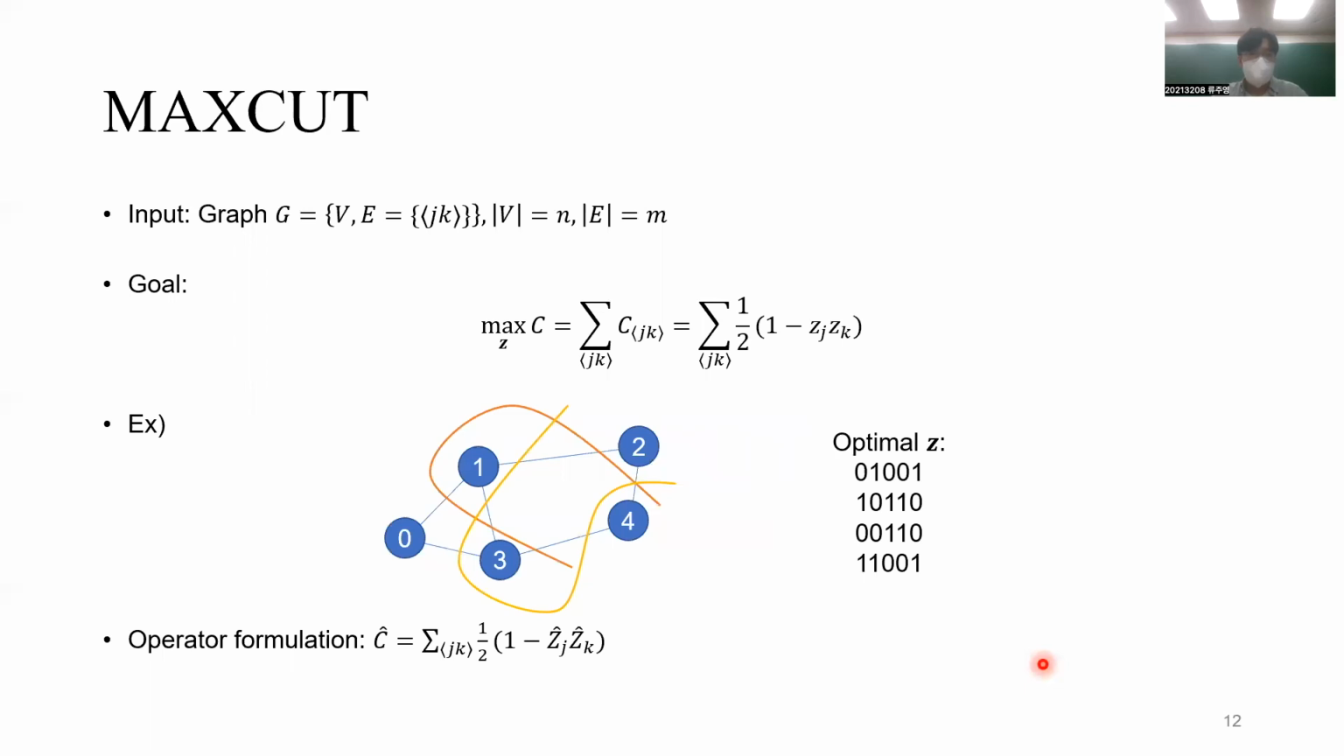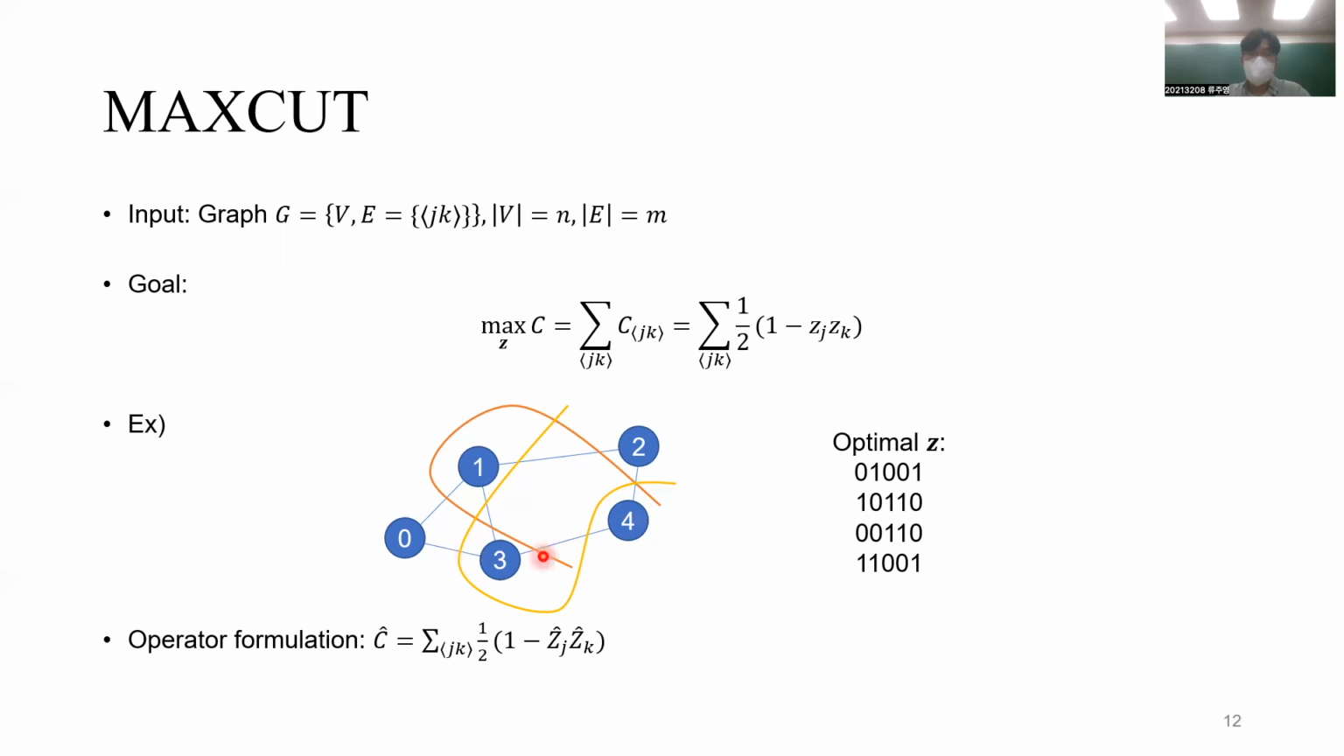Okay, so let's consider this problem. We have some input graph, so we have vertices and we have edges, and we want to maximize this cost function. This is simply how can we make a cut that cuts through the maximum number of edges. For example, if we have a graph like this, then the maximum cuts are shown here. We can cut through all of the edges except for one.